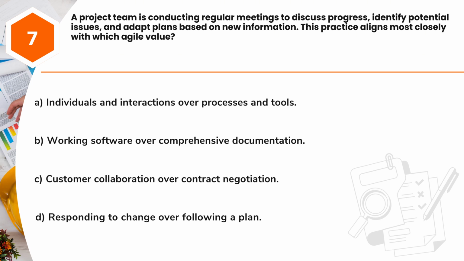A project team is conducting regular meetings to discuss progress, identify potential issues, and adapt plans based on new information. This practice aligns most closely with which Agile value? A. Individuals and interactions over processes and tools. B. Working software over comprehensive documentation. C. Customer collaboration over contract negotiation. D. Responding to change over following a plan.